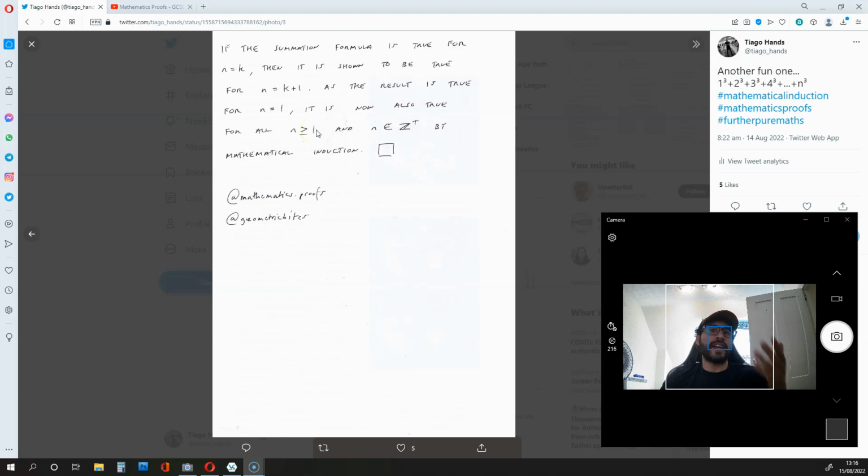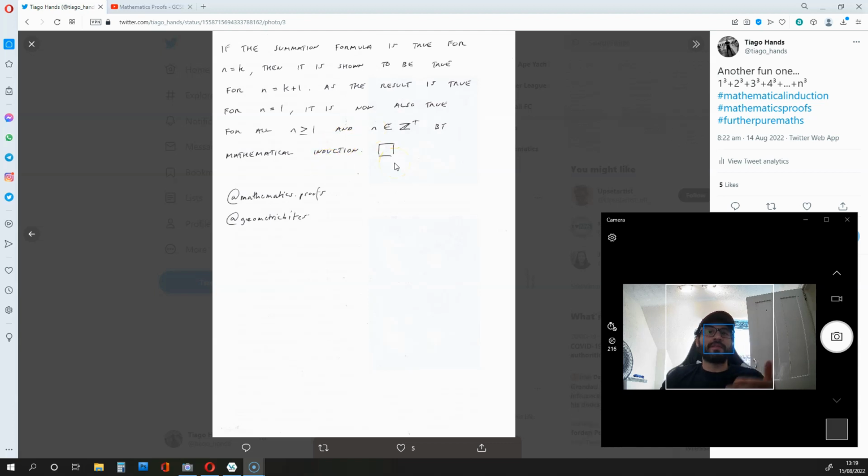So, how would you finalize your proof? How would you conclude it? Well, you'd write, if the summation formula is true for n is equal to k, then it is shown to be true for n is equal to k plus 1. As the result is true for n is 1, it is now also true for all n is greater than or equal to 1 and the positive integers by mathematical induction.